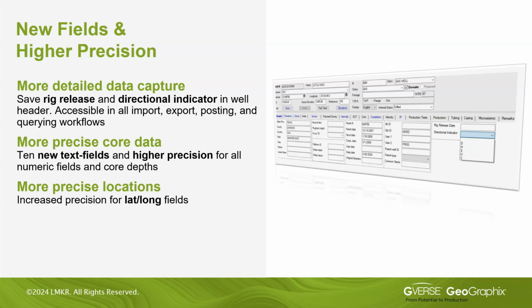The core data depths can now be 3 decimal places. Core data itself, the numeric data, is up to 8 decimal places. Same thing for your lat longs. We've increased the precision there as well, so that you can have more precise locations in your database.